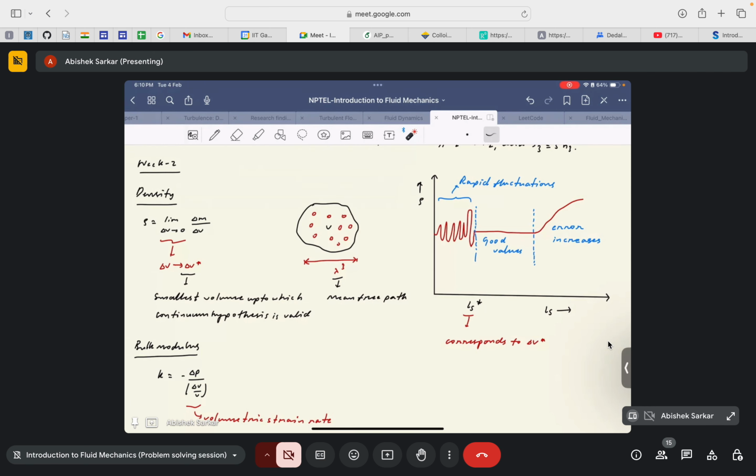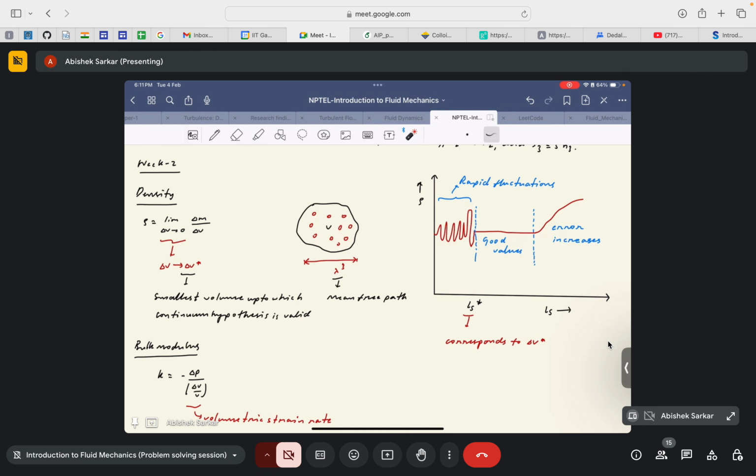If the length scale is much smaller than the characteristic length scale, we will see rapid fluctuations in the measurement of density. Similarly, if the length scale is much greater than the mean free path of the fluid flow, then again there is variation in the measurement of the density, because this choice of length scale will not be able to take into account the local variation of density occurring in the fluid flow. That's why the choice of this length scale is important, and the ideal choice is the characteristic length scale of the mean free path of the fluid molecules.